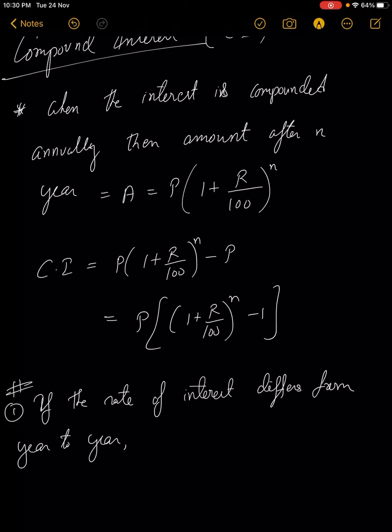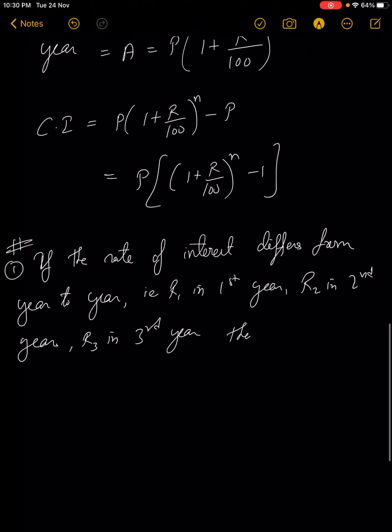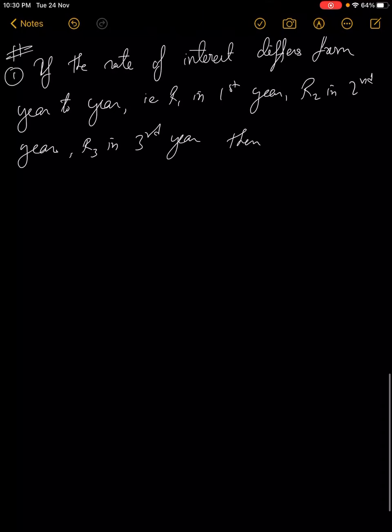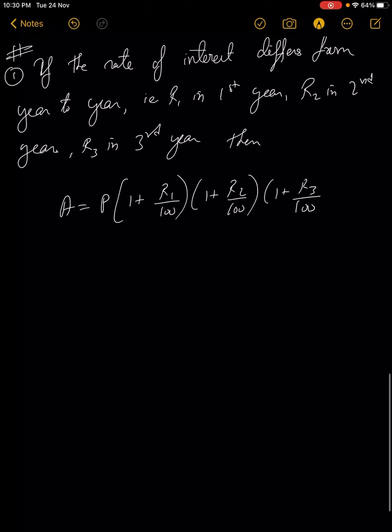That means every year the rate of interest is different, no? That is like R1 in the first year, R2 in the second year, R3 in the third year. So in those kinds of cases, the amount will be principal into 1 plus R1 by 100, 1 plus R2 by 100, 1 plus R3 by 100, and so on.